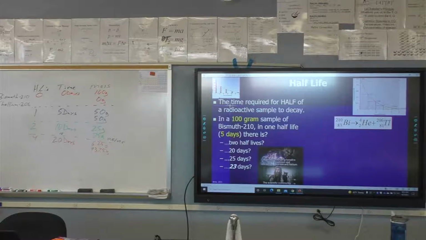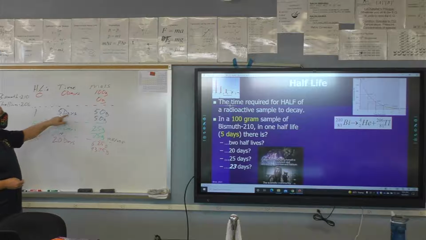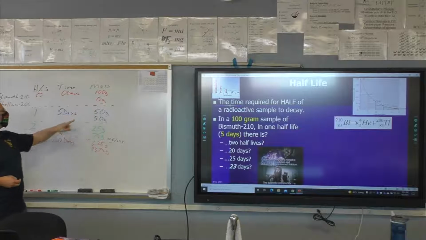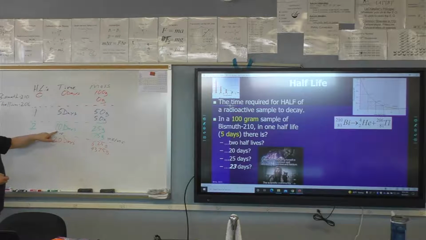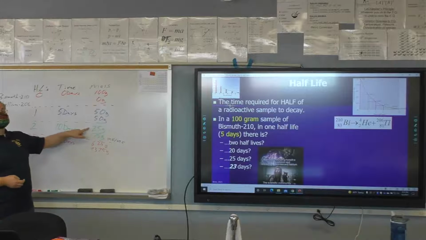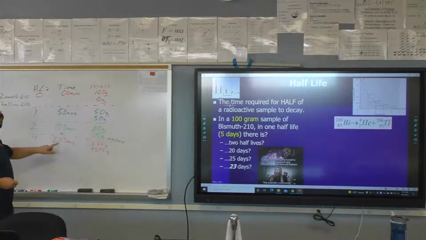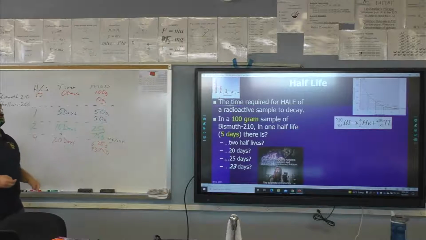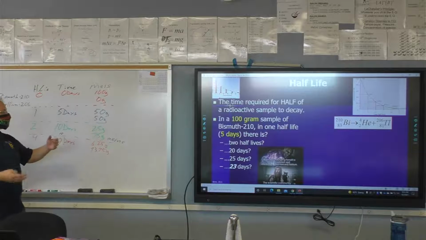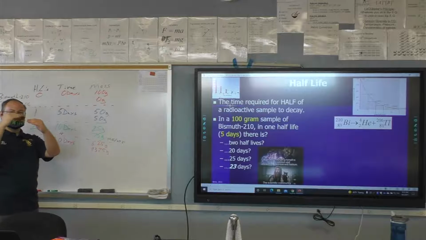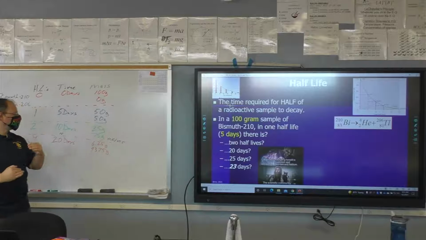Okay, so we basically divide it and divide it and divide it and divide it. Now, there are math formulas that we can use, but why? In 1 half-life, that's 5 days, it's split once. In 2 half-lives, which is 10 days, it's split twice. And in 4 half-lives, which is 20 days, it has split 4 times. So 100, 50, 25, 12 and a half, 6.25.